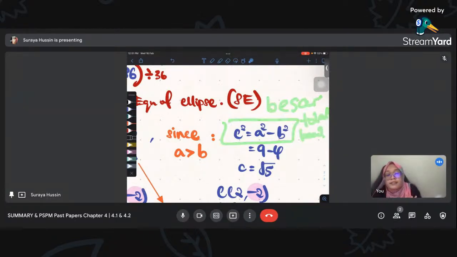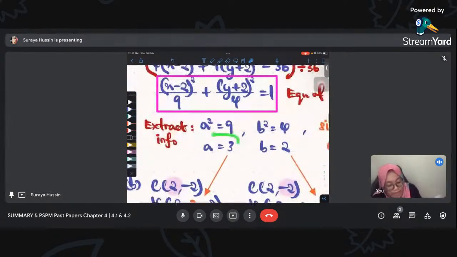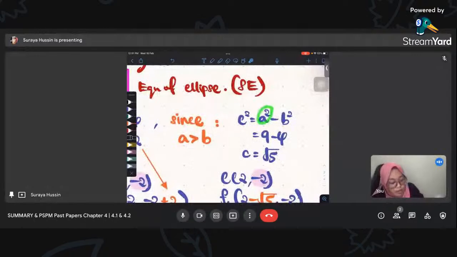Ingat tu je, senang. But you gotta find your value of A and B first lah. Baru you tahu siapa yang lagi besar. In this case, A lagi besar. So A lagi besar bermaksud A squared minus B squared. Bermaksud 9 minus 4, which is square root 5. Your C is square root 5.